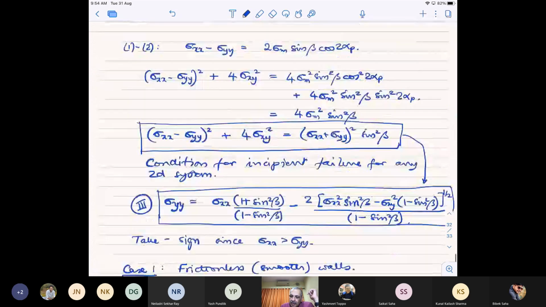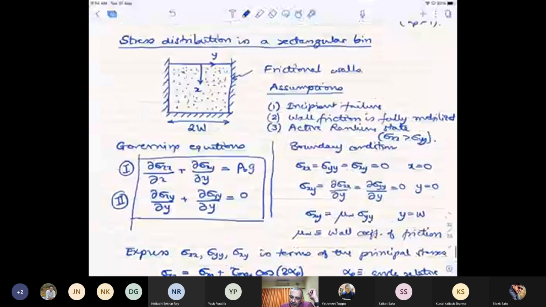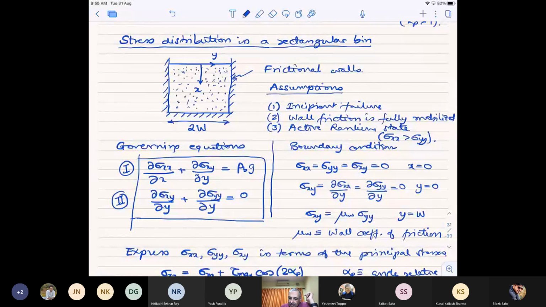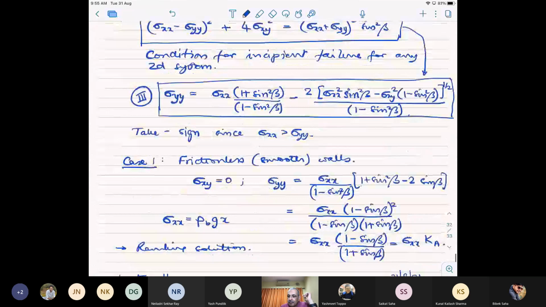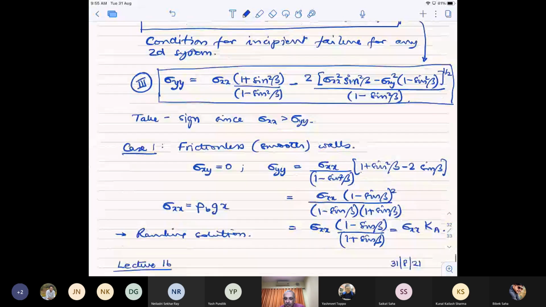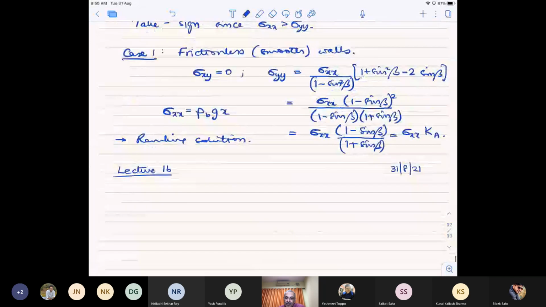So I want to continue from here, and we are looking at stress distribution in a rectangular bin. We have got equations 1, 2, and 3. Now, one of the things you can definitely say is that this cannot be solved. I mean, it's not easy to solve this analytically. We did one simplified case already, which is frictionless or smooth walls. And for that, we essentially get the Rankine solution itself.